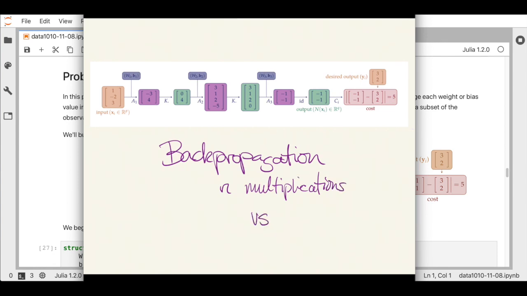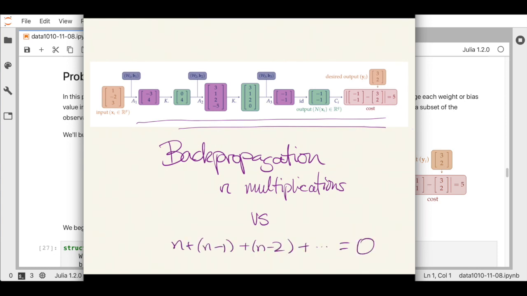Whereas if we try to do this from the beginning, we would have to do n multiplications to take the derivative of the cost with respect to this first vector, and then n minus 1 more multiplications for this second one, and so on. And the sum of the first n integers is n times n plus 1 over 2, and that's quadratic. That's the order of n squared. So that's the benefit of doing backpropagation rather than computing gradients forward. It comes from the fact that the gradients we need are all between this end node and some node at an earlier point in the chain.